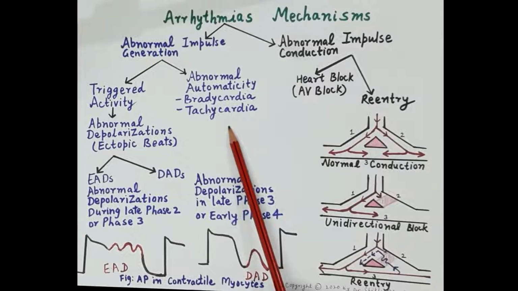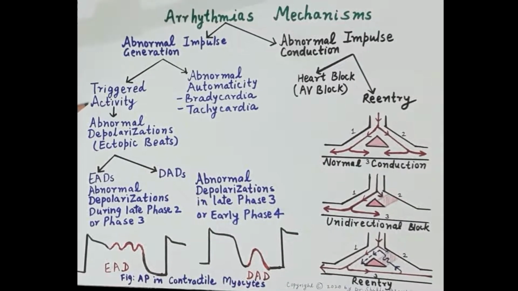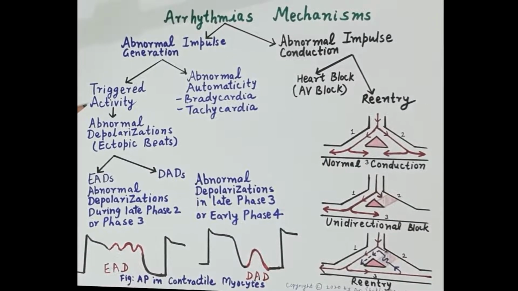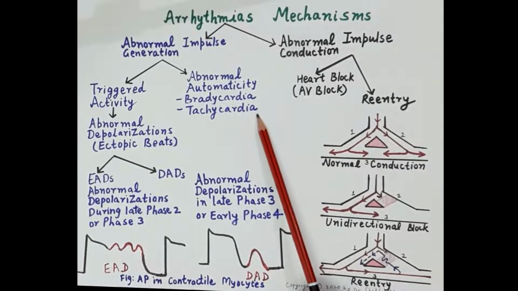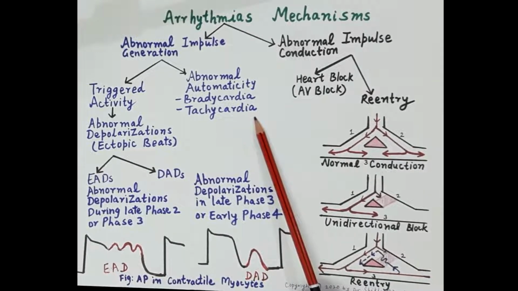Now abnormal automaticity is seen in the nodal cells, that is abnormal automaticity is seen in the SA node, whereas the triggered activity or the generation of abnormal depolarizations is seen in the contractile cardiac myocytes. So when we talk about the abnormal automaticity, it is the abnormal automaticity of the pacemaker cells or the SA node. So SA node or the pacemaker of heart, as we all know, generates impulses at a rate of 72 to 74 beats per minute, and that is why the normal heart rate is 72 to 74 beats per minute.